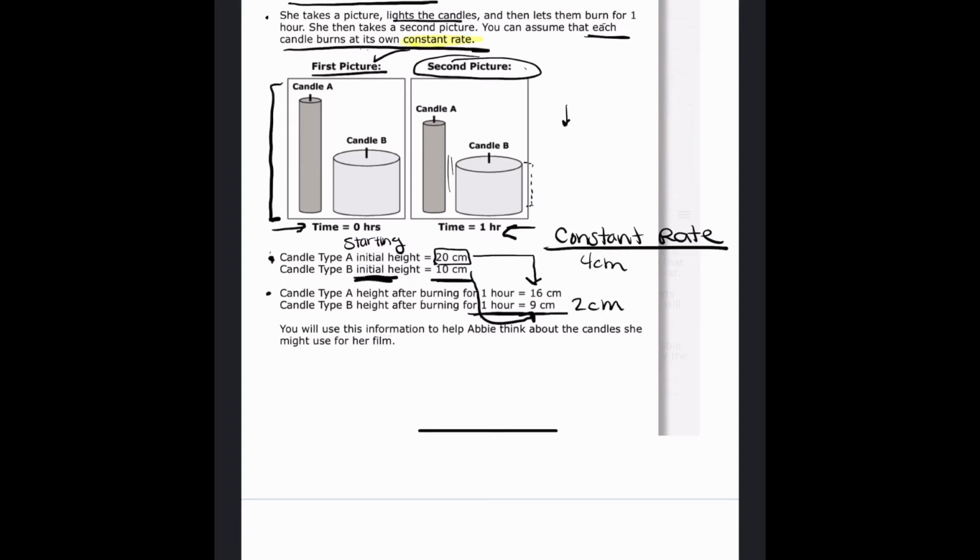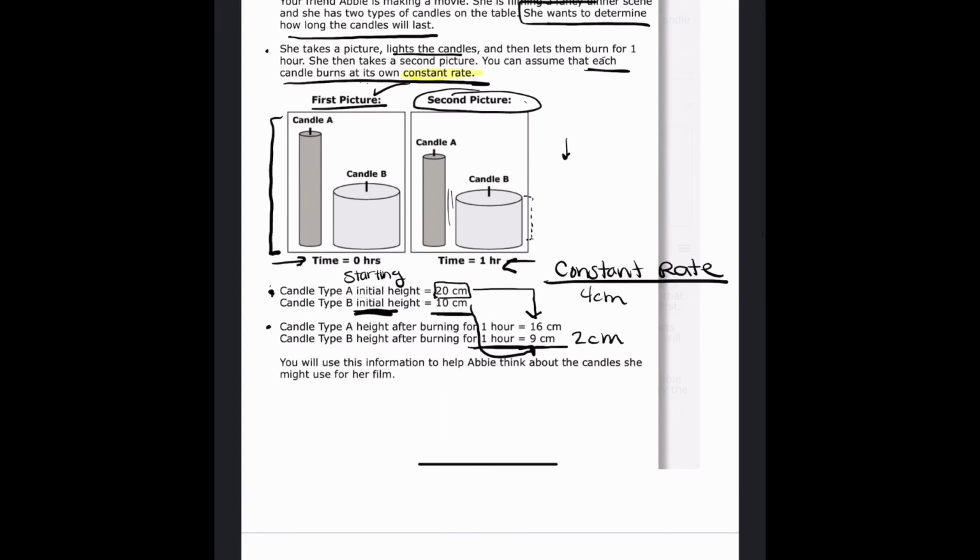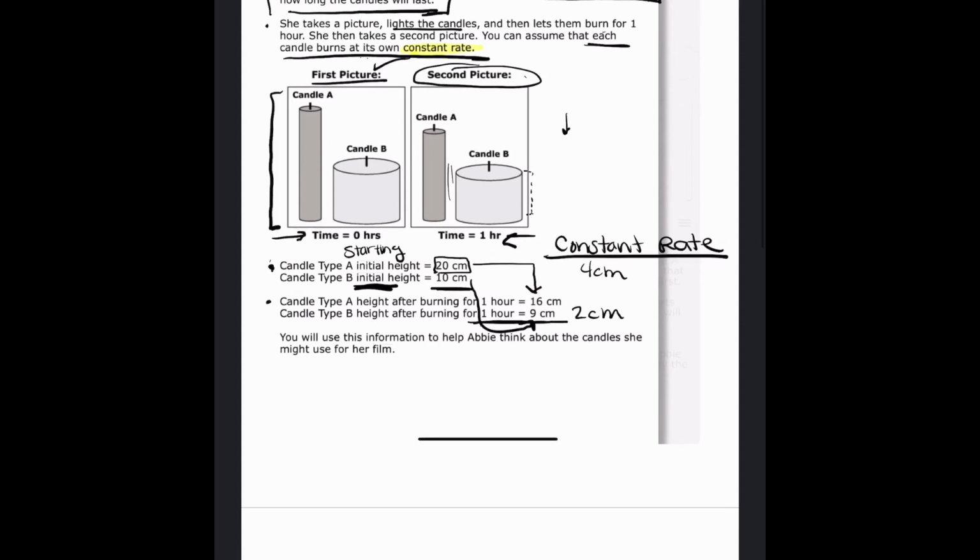You will use this information to help Abby think about the candles she might use for the film. Okay, so I'm assuming there's going to be questions about the candles and how fast they burn. Going back to the main idea that I underlined up here, she wants to determine how long the candles will last. I might have to figure out how long the candles will last before they completely burn out. But let's go ahead and see.